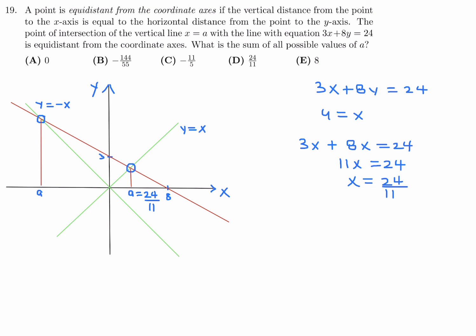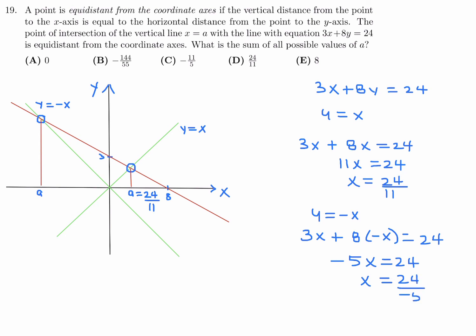Now we have to figure out the other one. That's when y is equal to negative x, that line, and 3x plus 8y is equal to 24. Well, y is equal to negative x here. So we substitute negative x, and that equals 24. So this is minus 5x is equal to 24. And therefore x is equal to 24 over negative 5. Okay, so that means this a over here is negative 24 over 5.